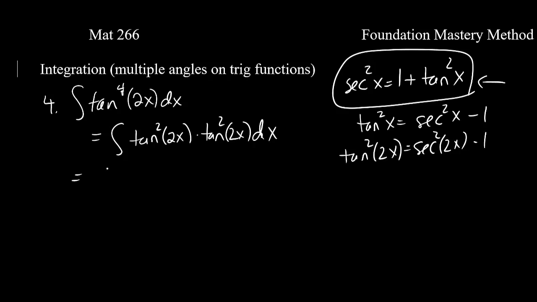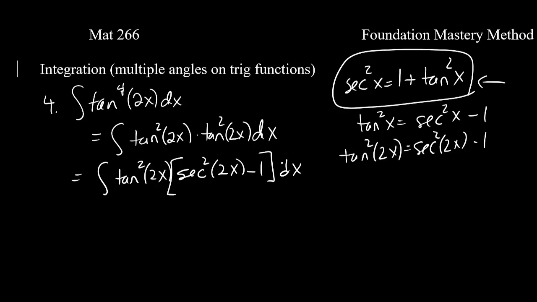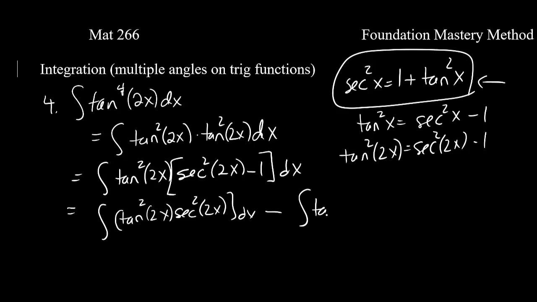So now let's do that. So we'll have the integral of tangent squared of 2x times secant squared of 2x minus 1. And now let's split this up into pieces by distributing the tangent squared of 2x. So we'll be integrating tangent squared of 2x times secant squared of 2x. That will be one integral. And then we'll be integrating tangent squared of 2x as another integral.